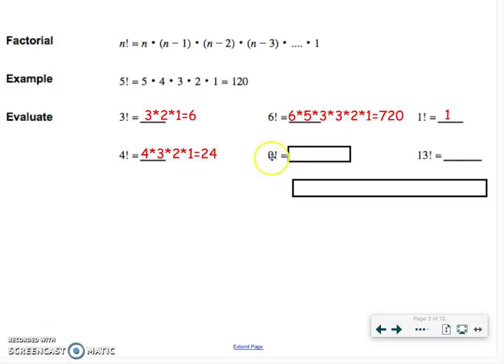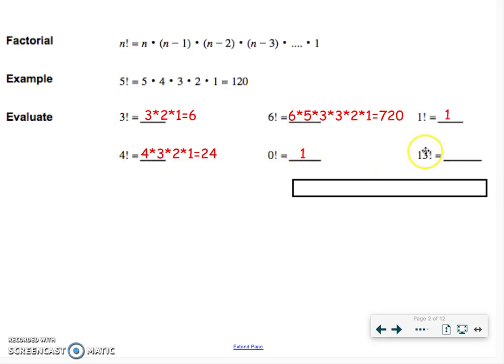Now this one here, 0 factorial, is the only special case. 0 factorial kind of breaks the rules. So what 0 factorial ends up being is just 1. Because we can't multiply by any numbers that are smaller than 0, because they would all be negatives, so we just leave it as 1.